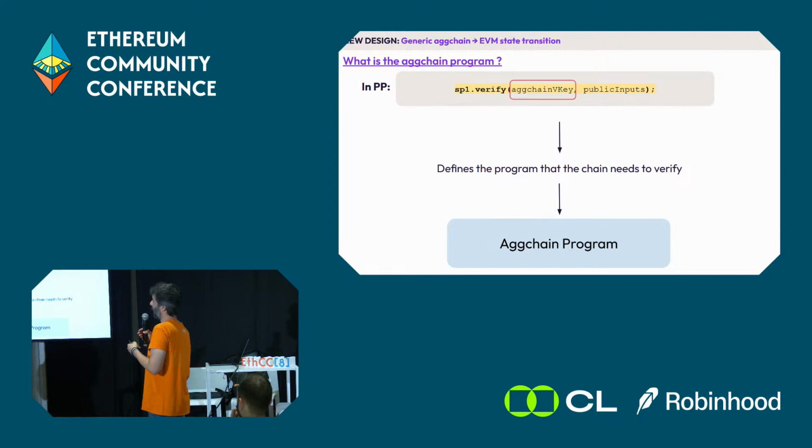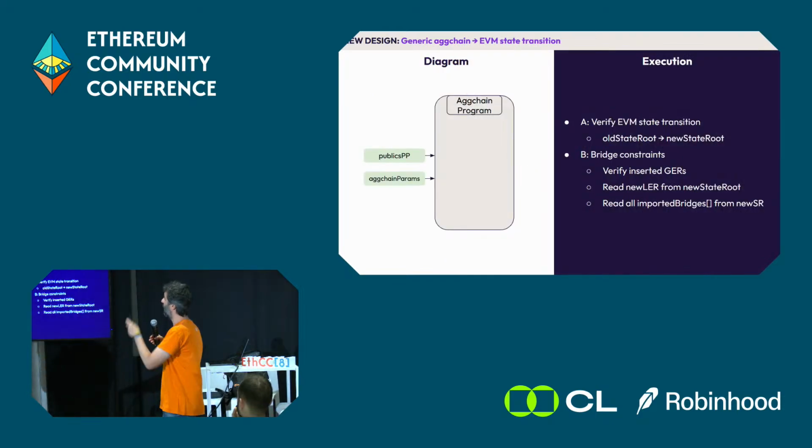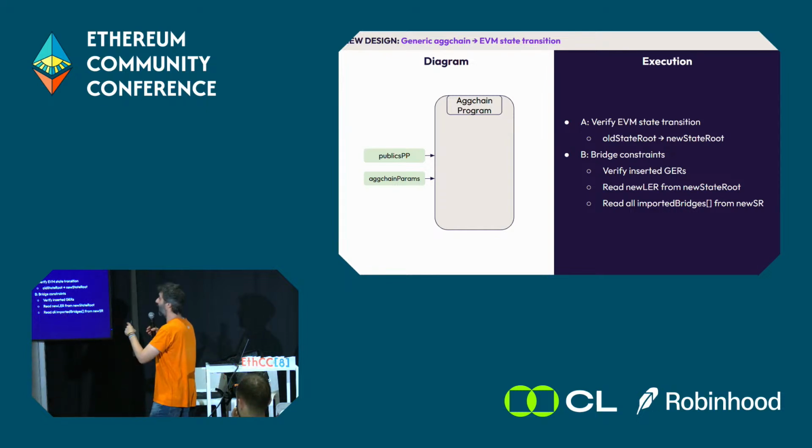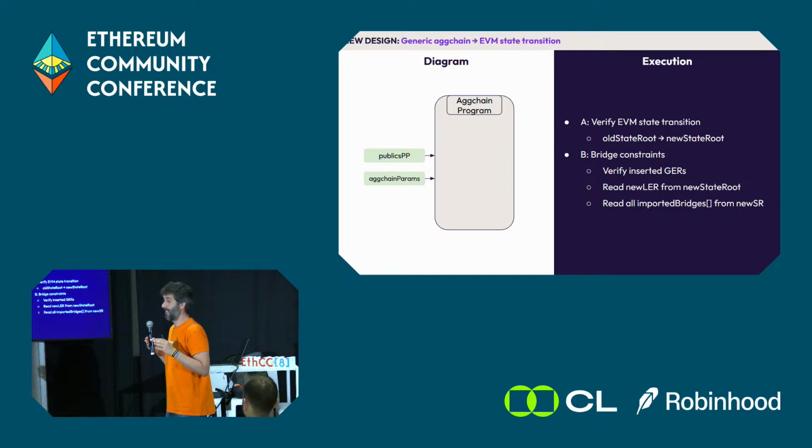And let's see how it looks when we want to verify an EVM state transition. This is the circuit of the action program, and the publics are built by the pessimistic proof, the ones that I showed you before. So it's the publics of the PP plus action params. And what this action program does has two different stages. The first stage is to verify an EVM state transition, and I would say that the chain can verify this state transition as the chain wants. We will see how. And also we have the bridge constraints.